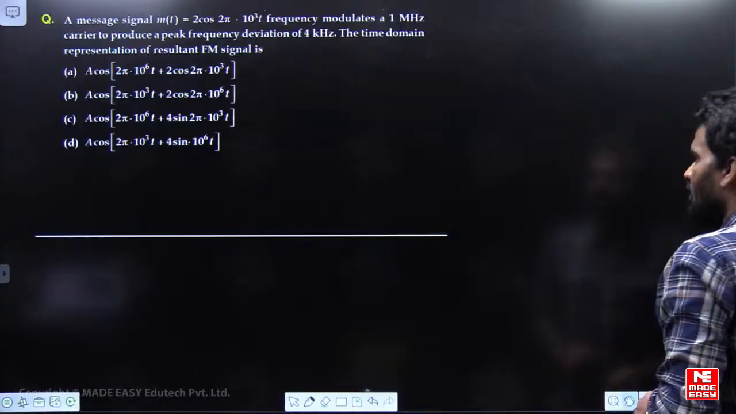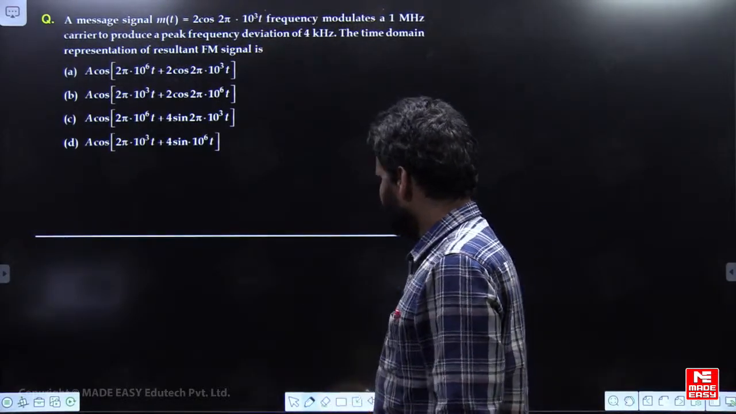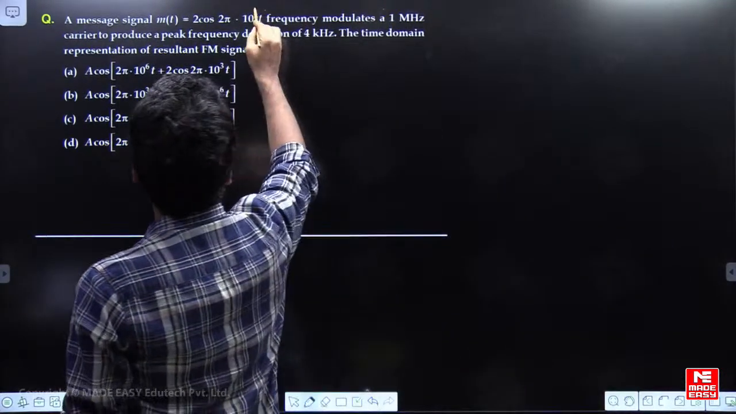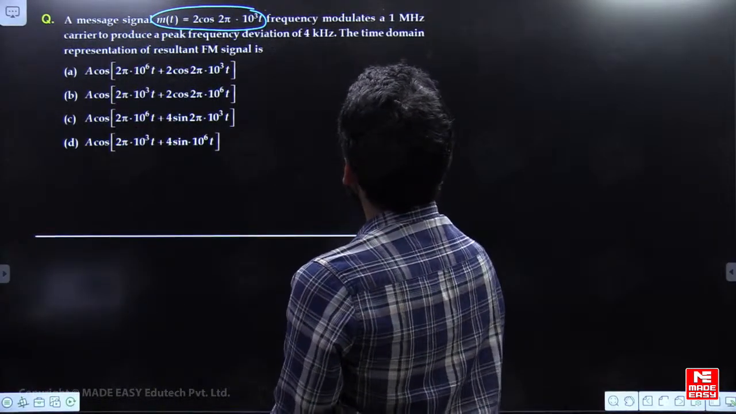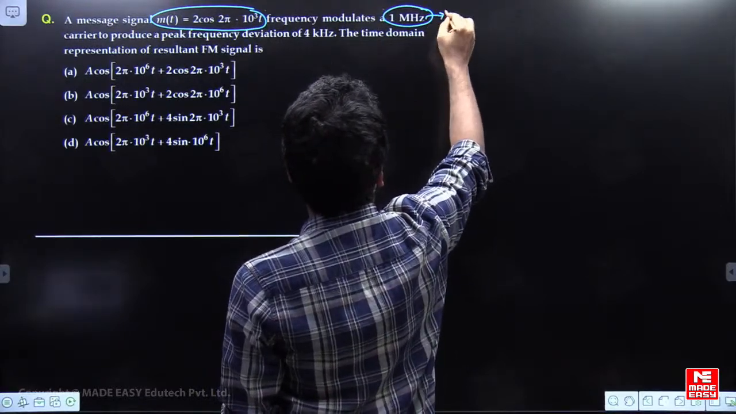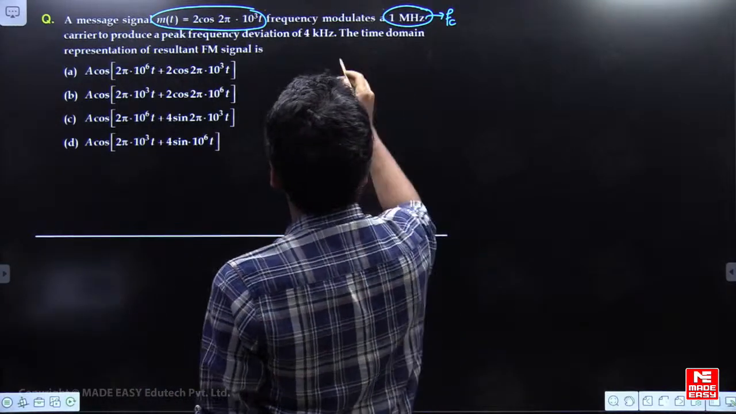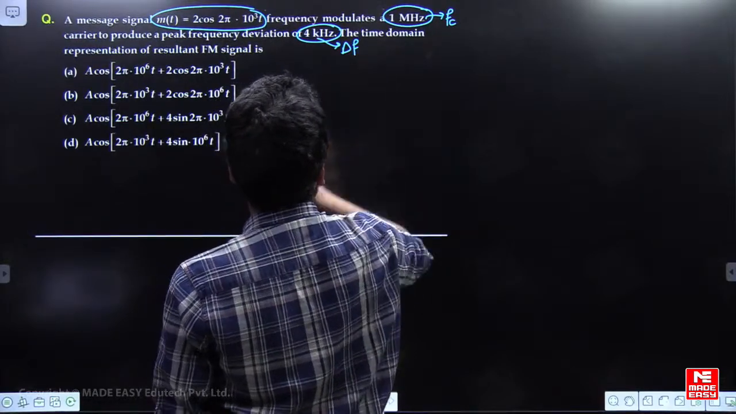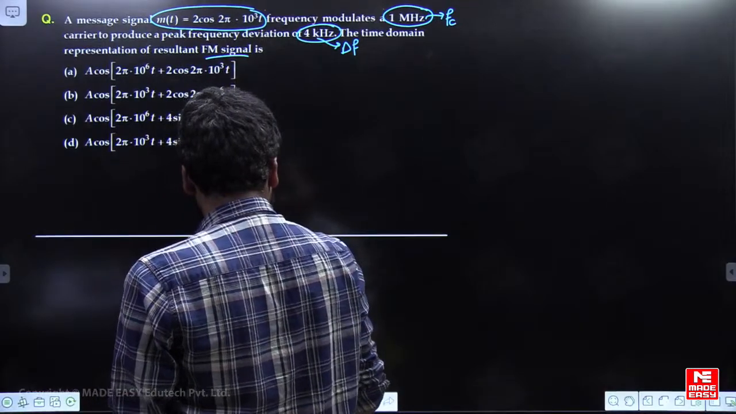Yes. And if you see this question, this is about frequency modulation. The message signal is given here, 2 cos 2 pi into 10 power 3 t. It frequency modulates a 1 megahertz carrier. So carrier frequency is given, and to produce a peak frequency deviation of 4 kilohertz. Peak frequency deviation means maximum frequency deviation only, that is delta f. Then the time domain representation of the resultant FM signal. I am expecting everyone should answer this.